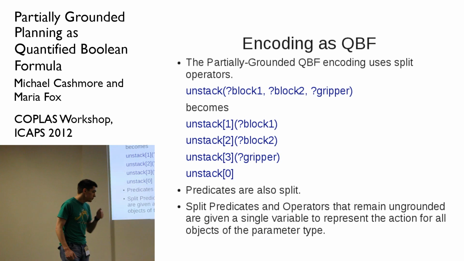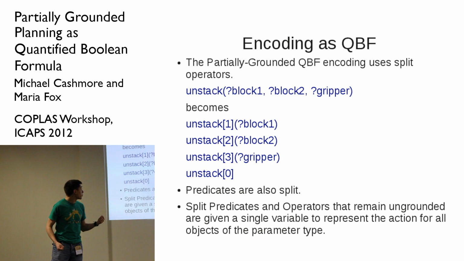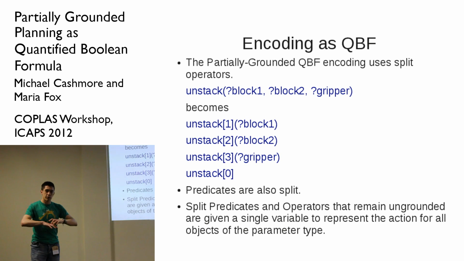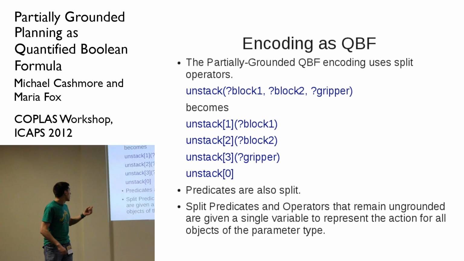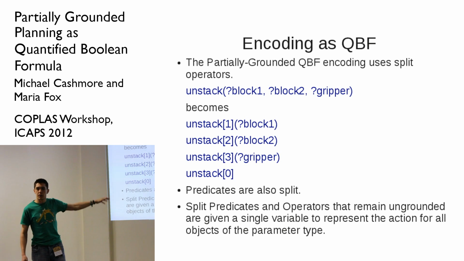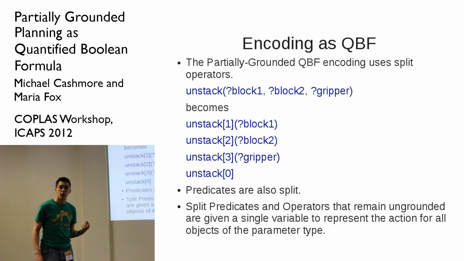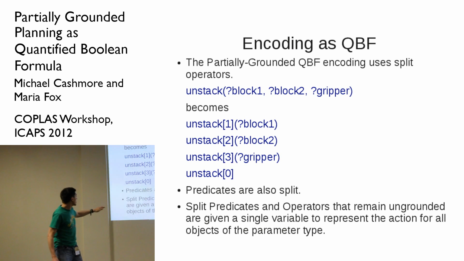Okay. So the first step is to use the idea of split operators so that we can get the types of objects separated for grounding and ungrounding. So, for example, here we take the operator unstack and we split it into 4 operators. The first 3 correspond to the parameters, and the last one is a sort of placeholder operator that says we're unstacking this time step. And we also do the same with predicates.